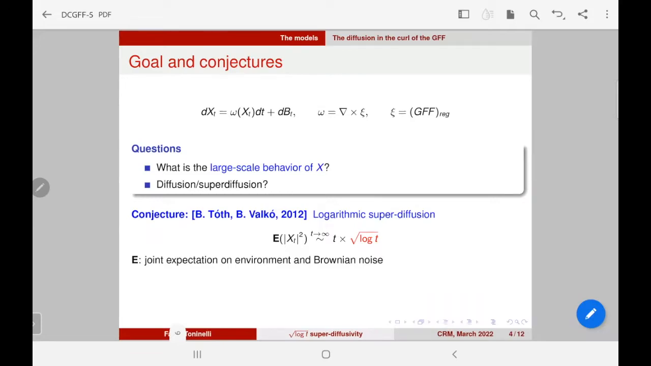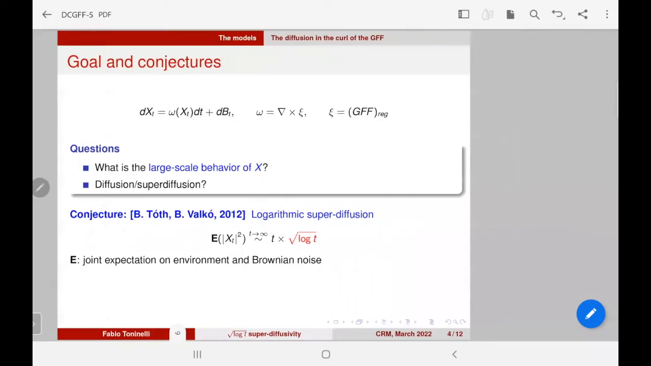If you look at the mean square displacement, first of all, there is symmetry, so the average position at every time is 0. The mean square displacement, where this average is a joint, how do you call it, quenched average, so you average with respect to the Brownian noise and the environment, they conjecture to grow like t times square root log t. So slightly more than diffusive. All right, so this is the conjecture.